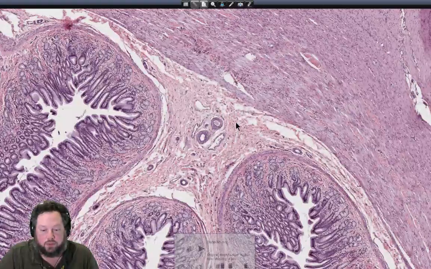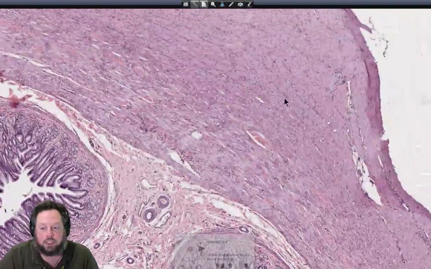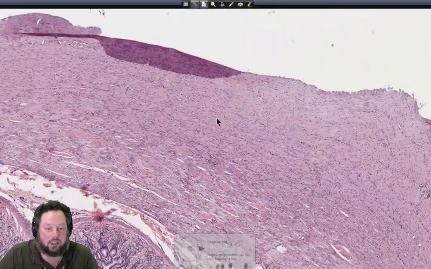So we've got some blood vessels in the submucosa here. We've got our muscularis layer on the outside.